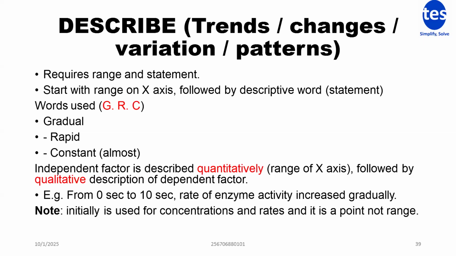And that's when we quote GRC. It can be a gradual increase, a rapid increase, or a constant. I put here in bracket "almost". Now the question is, when do we use almost? We use almost if a graph is not plotted to scale. For example, like the graphs I showed you there, they were not showing the squares of the graph paper. So those ones, we just use almost. So meaning that it is almost constant, okay?